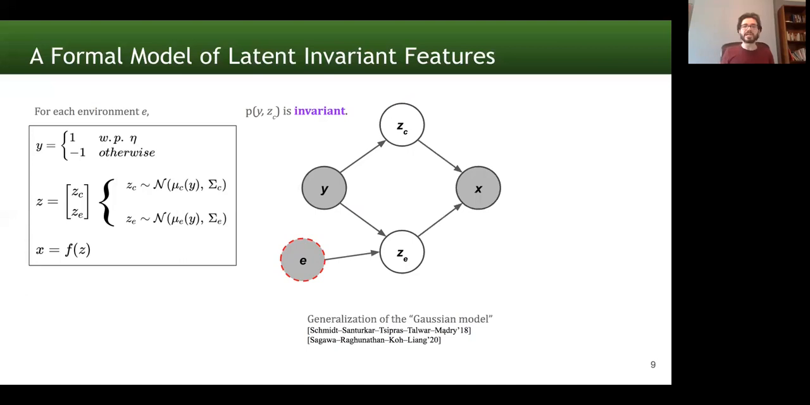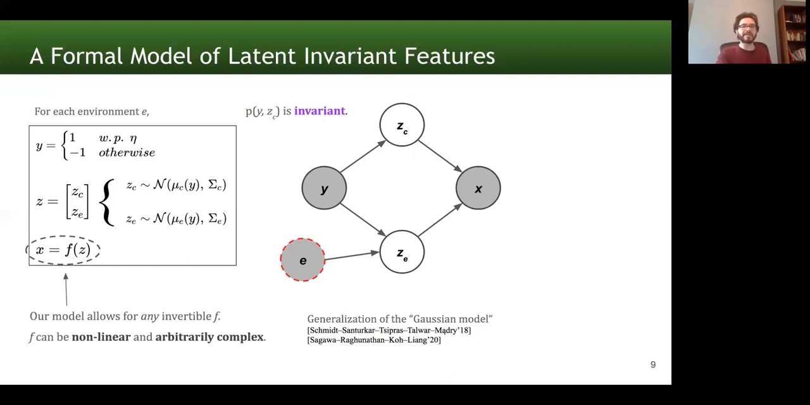So this model is a generalization of the Gaussian model, which has been used in a lot of previous work. The main distinction is that we have this generative function, so that whereas these works assume that you directly observe the latents, we're allowing for some transformation. In particular, our model allows for any invertible F. It can be nonlinear and arbitrarily complex. So this is the first analysis of these objectives and how they behave when the observations are a nonlinear function of the latent variables.